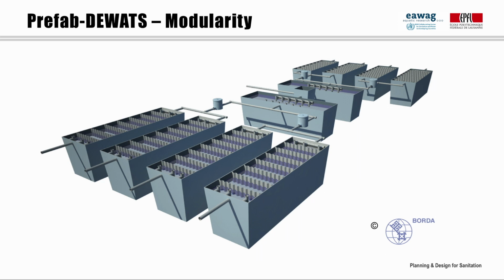It is important to mention here 2 opportunities linked with such systems: modularity and prefabrication. Modularity, such as represented in this figure from the German organization Borda, provides much more flexibility and allows to build treatment plants much closer to the needs, with the possibility to add further modules as the population grows.